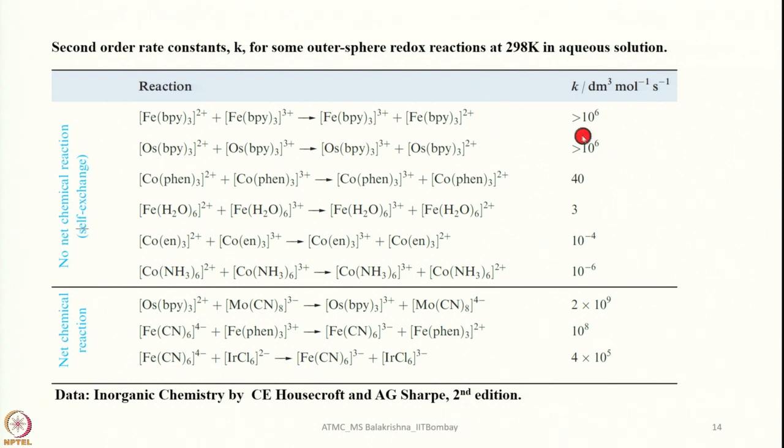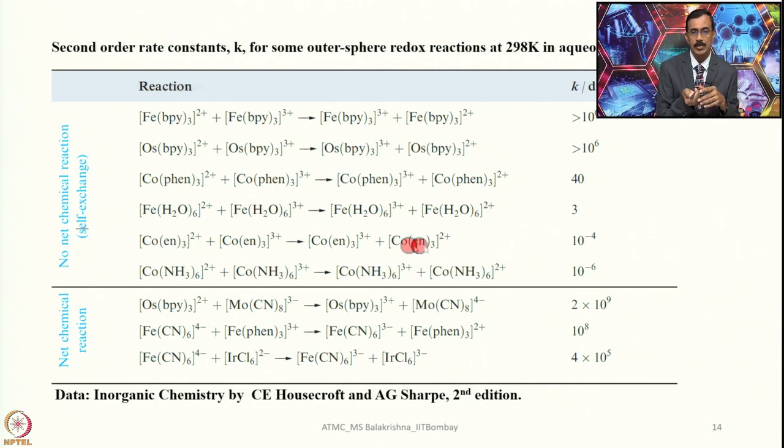Nevertheless, the rate is in this order, and when we consider osmium, more or less in the same order, they look almost alike. When we go to this phenanthroline one, this is the value here, so there is a drastic change in the rate. Then when we look into hexaaqua iron 2 plus and 3 plus, you can see the rate drops, and then for the ethylenediamine complex, 2 plus and 3 plus, again here 10 to the power of minus 4, and then for this one it is even slower, 10 to the power of minus 6.